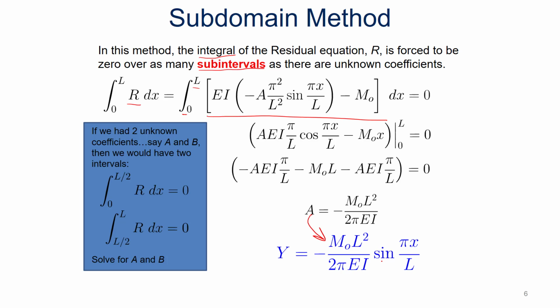Now, if we would have had two unknown coefficients, right, so not just A, but we also had B, we would have had two intervals where we'd gone from 0 to L over 2, and then from L over 2 to L. All right, we'd have the two separate equations, and then we could solve for both A and B. I think there's a homework example that has two unknown coefficients, so just be ready for that when you get there.